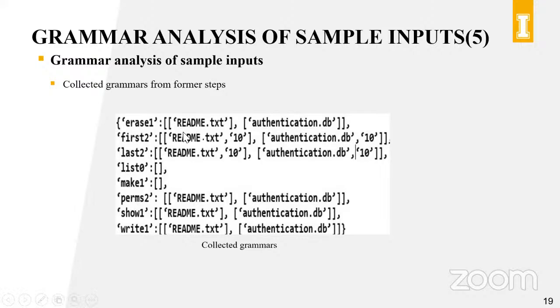We have readme.text and authentication, where readme.text is the first parameter and 10 is the second parameter. And last two, as we see in the last example, has two parameters, readme.text 10 and authentication.db 10, and so on. We have make one, which has one parameter, but with the counting and analysis of the parameters, we didn't find a first parameter that exceeds 10% of the command counting number.